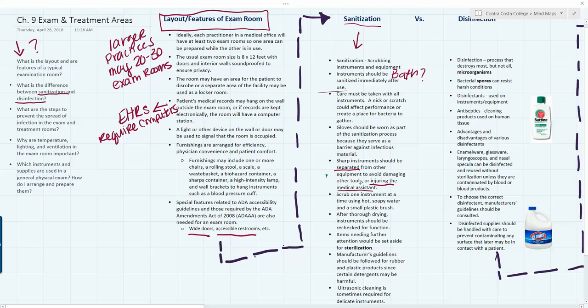You want to make sure that you scrub one instrument at a time in hot soapy water, and use small plastic nylon brushes. I forgot to write nylon in here, but usually the brushes are nylon. And then we let them dry thoroughly. After the instruments are thoroughly dry, you want to check them all to make sure they're functioning properly. Anything that is not functioning properly would need further attention, and would then just need to be set aside for sterilization.